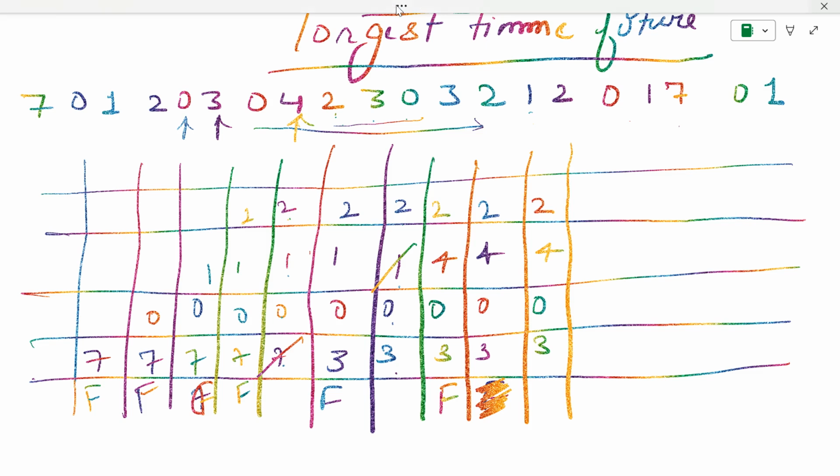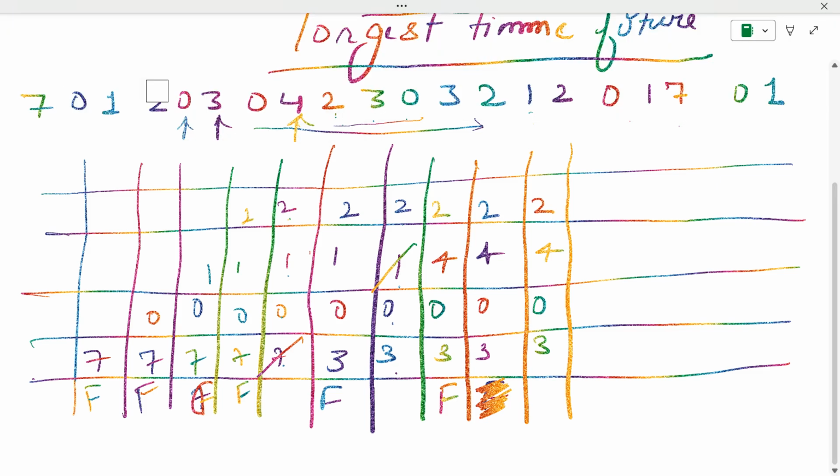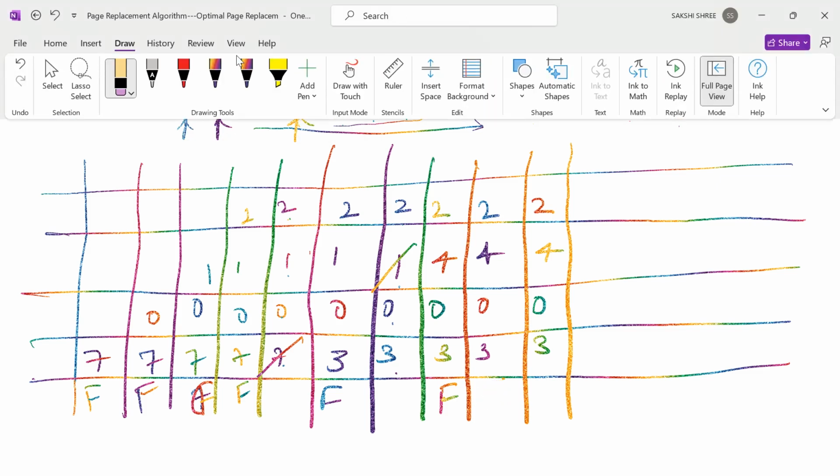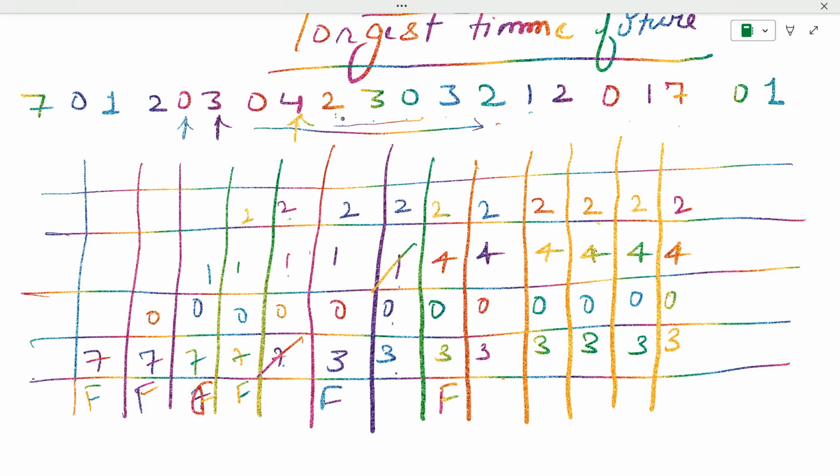Just let me delete it so that we don't count it. Now we need 0, so it is also there in the page frame, we don't require it. Now we need 3, so 3 is also there in the page frame, we don't need to replace anything. 2 is already there in the page frame, we don't need to replace it.